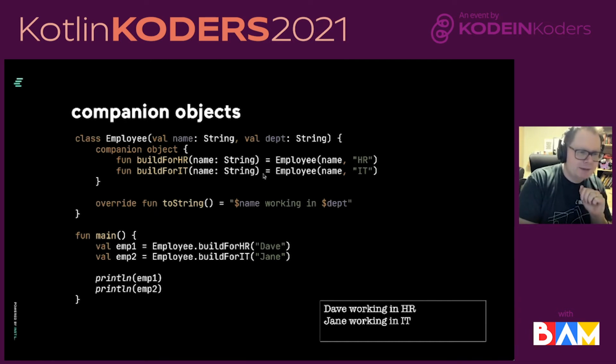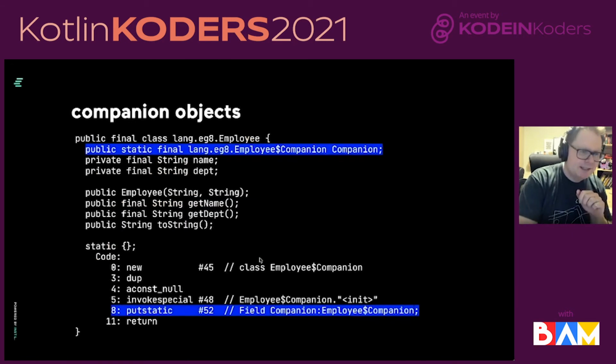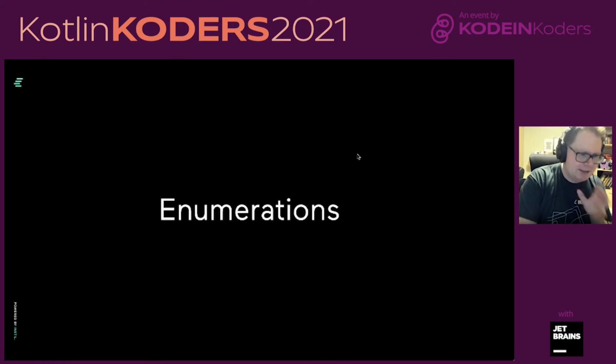Or we want to be able to build an employee with the department hard-coded as IT. So again, singleton pattern, but now the name isn't going to be instance anymore, it's going to be companion. And the type of the generated class is going to be name of outer class $companion. So it's the same pattern as before. We've still got a static instance, but now the name has been changed, but same idea.